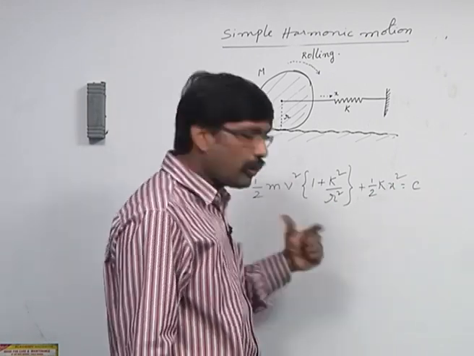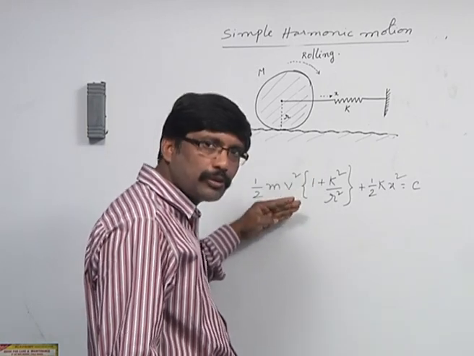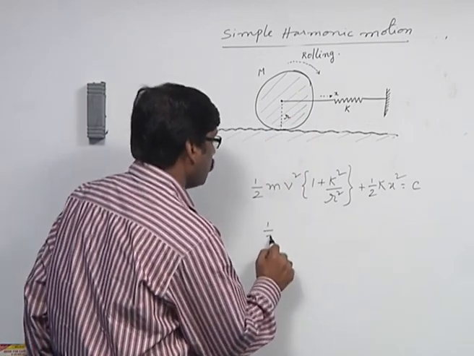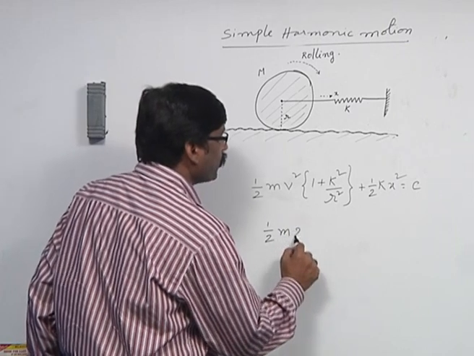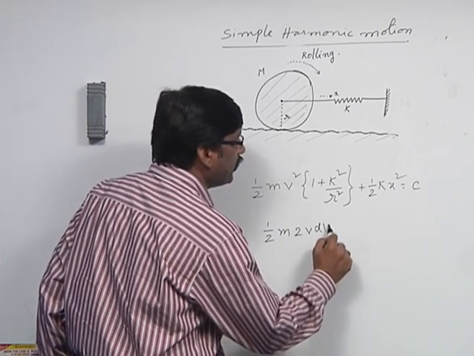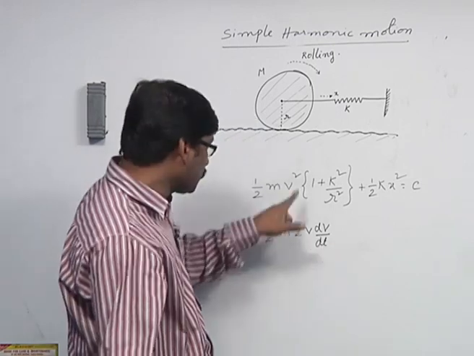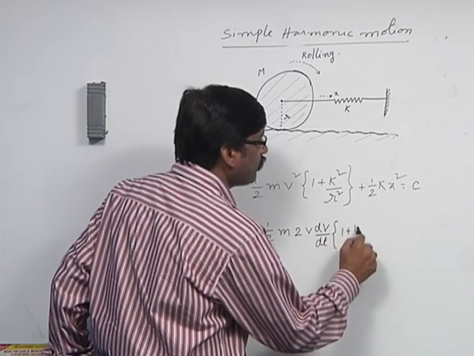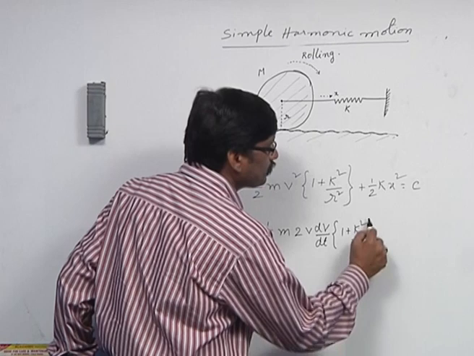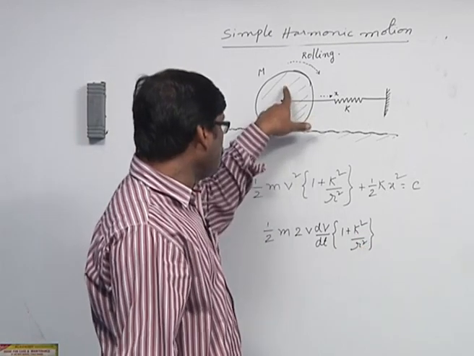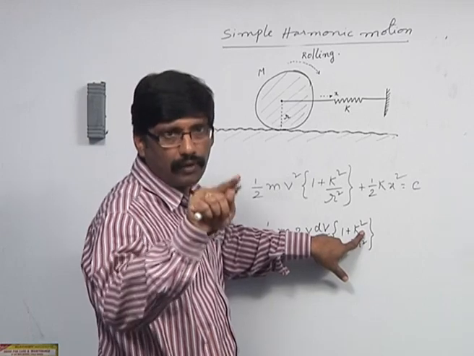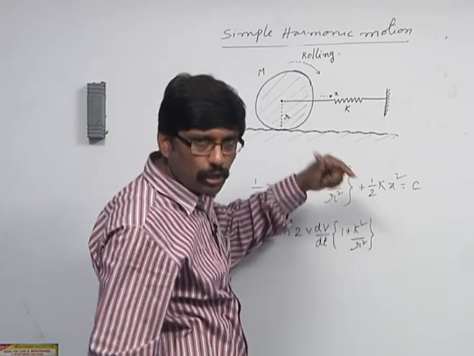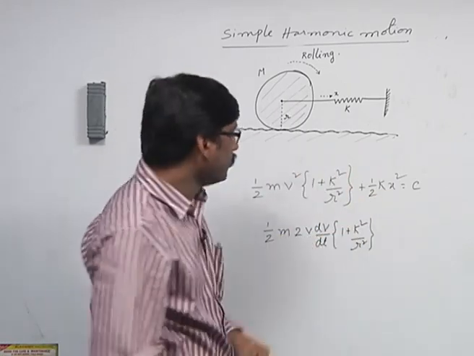which is a constant. Now, if I differentiate with respect to time, since total energy remains constant, the differentiation of half mv square is half m times 2v dv by dt. Anyhow, 1 plus k square by r square is constant, keep it constant. If the body is a disk, k square by r square is half, ring 1. If it is a sphere, solid sphere 2 by 5, hollow sphere 2 by 3.